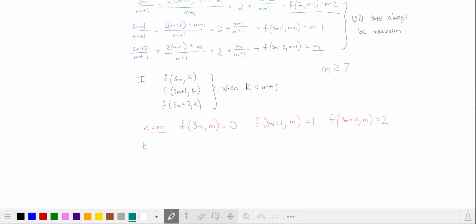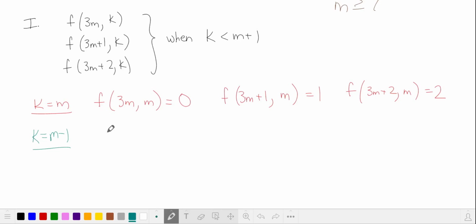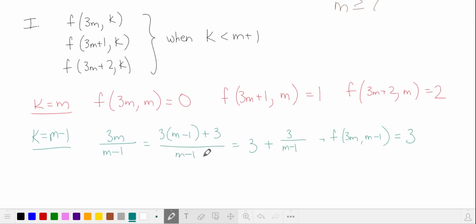Let's try k is m minus 1, and we'll find the values of these functions. We'll take 3m and divide by m minus 1. We can rewrite 3m as 3 times m minus 1 plus 3. This gives us a quotient of 3 and a remainder of 3. So our remainder function gives us 3, which is too small. Similarly, our remainder function for 3m plus 1 and m minus 1 is going to be 1 more than that. And for 3m plus 2, it's 2 more than 3, or 5.